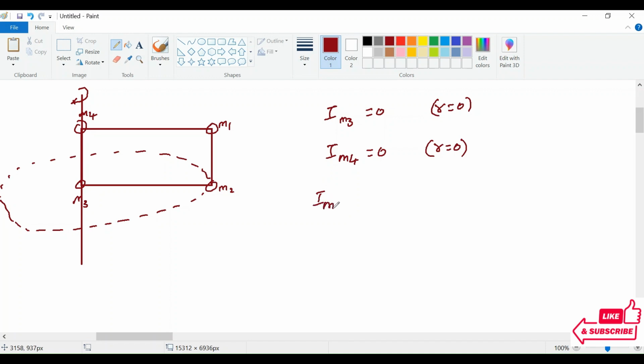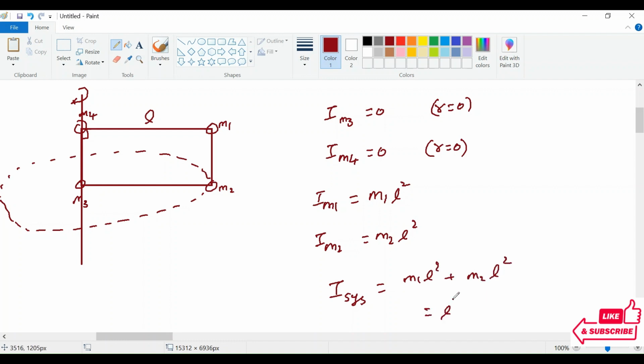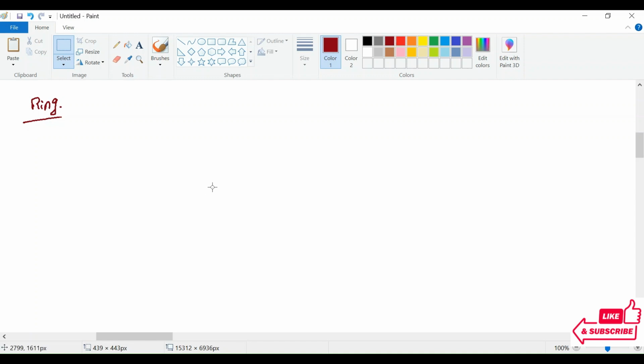So moment of inertia of M1, tell me the formula. M1 into, let this be the length L which is perpendicular from the axis of rotation, so it is M1 L square. And the moment of inertia of M2 is M2 L square. What will the system's moment of inertia be? Add all: M1 L square plus M2 L square. You can take L square common, so it becomes (M1 plus M2) L square. Is that clear? This is your moment of inertia. Just now we completed point mass moment of inertia, correct?